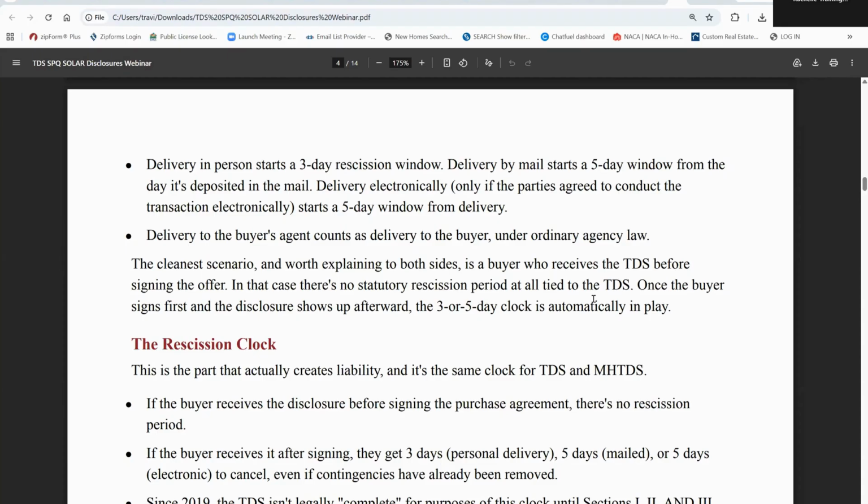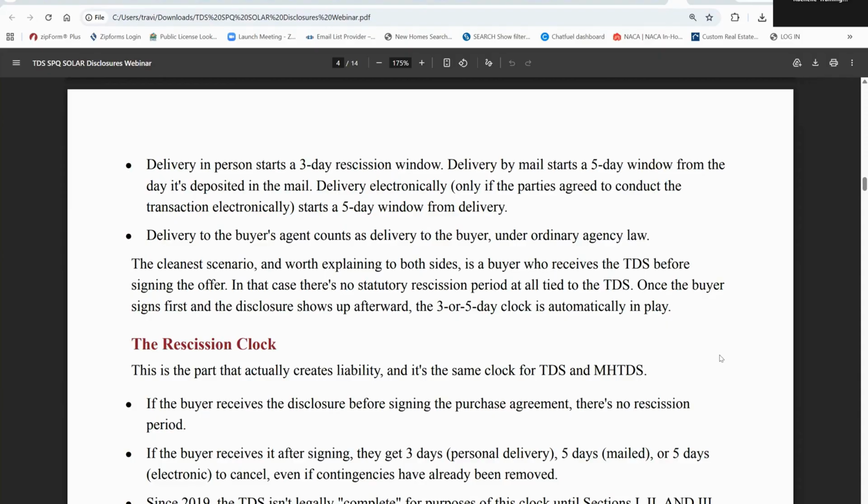The cleanest scenario is a buyer who receives the TDS before signing the offer. In that case, there's no statutory rescission period at all tied to the TDS. Once the buyer signs first and the disclosure shows up after, the 3 or 5-day window clock automatically comes into play.